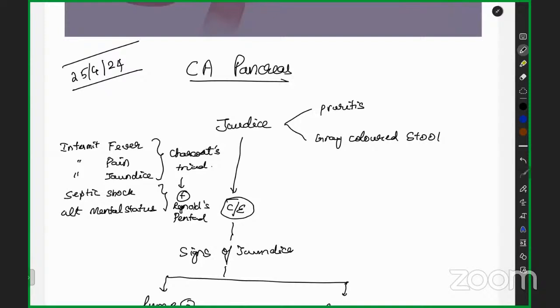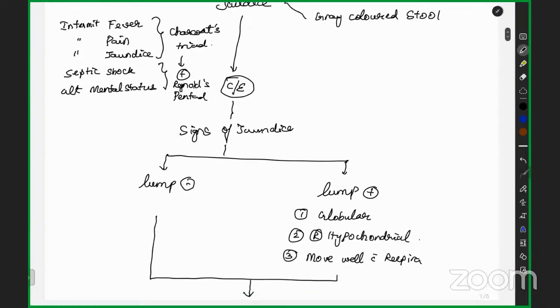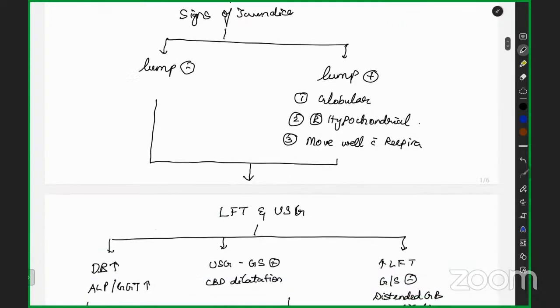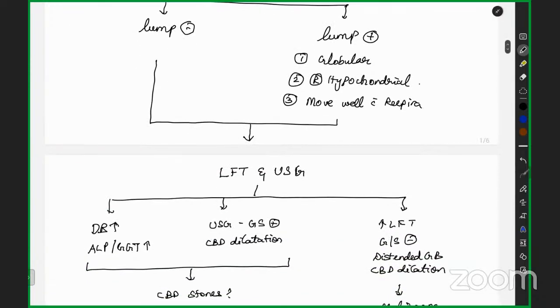You're going to do a clinical examination. And what is going to be my next step? I'm going to see whether my patient has signs of obstructive jaundice. What are the 2 important signs of obstructive jaundice? Pruritus and gray colored stool. If both are present, next I'm going to look for whether my patient has a lump. If the lump is positive, how am I going to describe my lump? It is going to be a globular mass present in the right hypochondrium, which moves well with respiration. Now, what is going to be my LFT and USG finding?